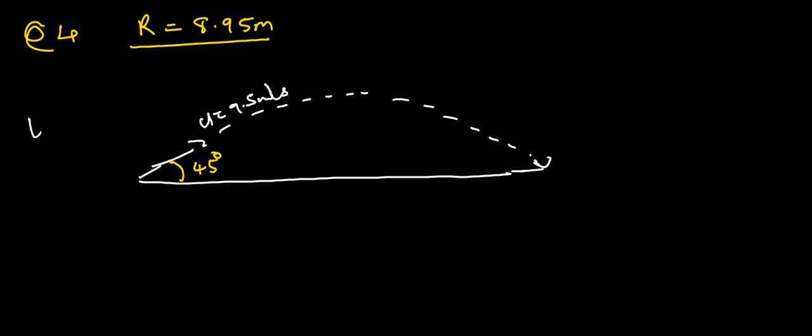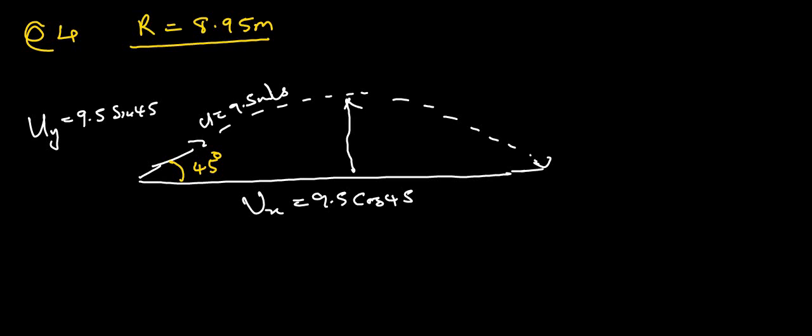We're going to resolve it. The y component will be 9.5 sine 45, and the x component is 9.5 cos 45. So they're asking for the range. What is the difference between the range that a particle can accomplish and what Mike Powell accomplished?